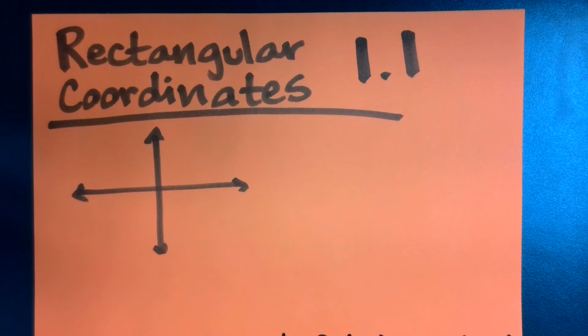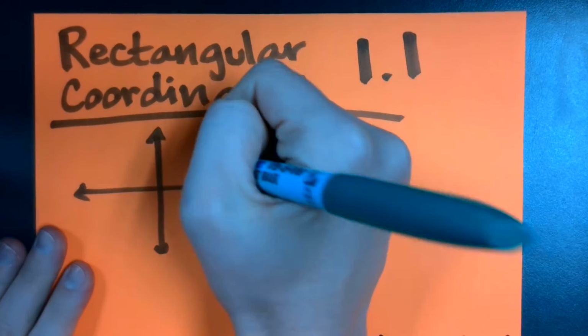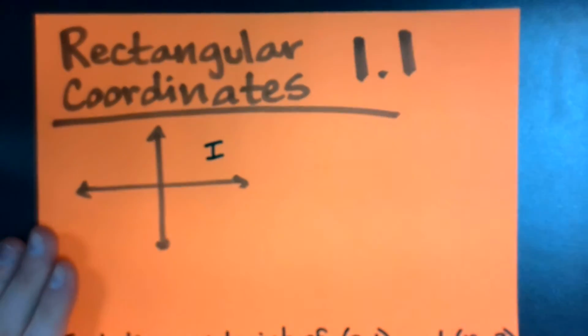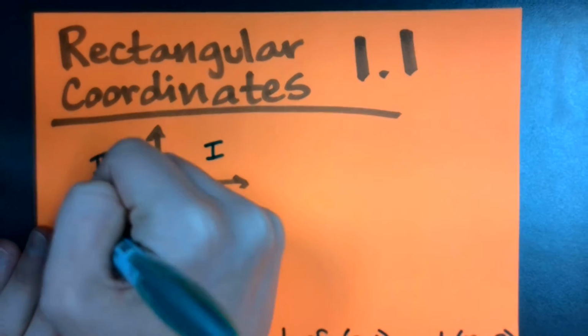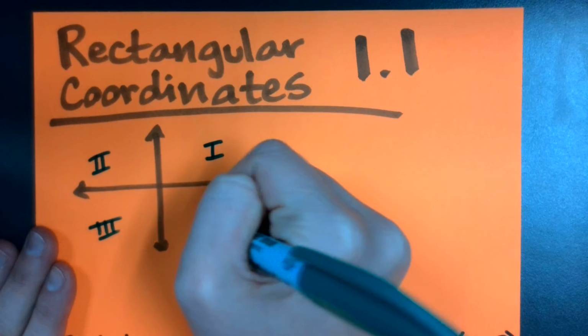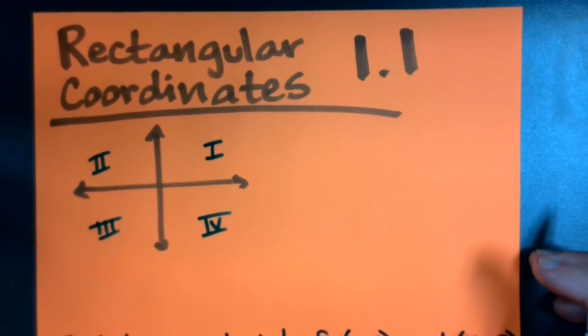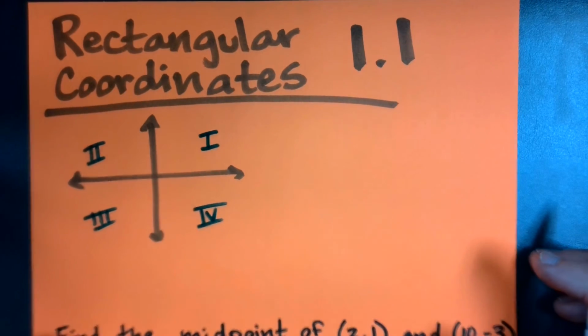When we are looking at a coordinate plane, do we remember which quadrant is quadrant one? Top right. The top right, very nice. Do we remember which direction it goes after that? Counterclockwise. Yeah, very nice. So we've got our second quadrant, third and fourth. We'll definitely refer to our quadrants from time to time.